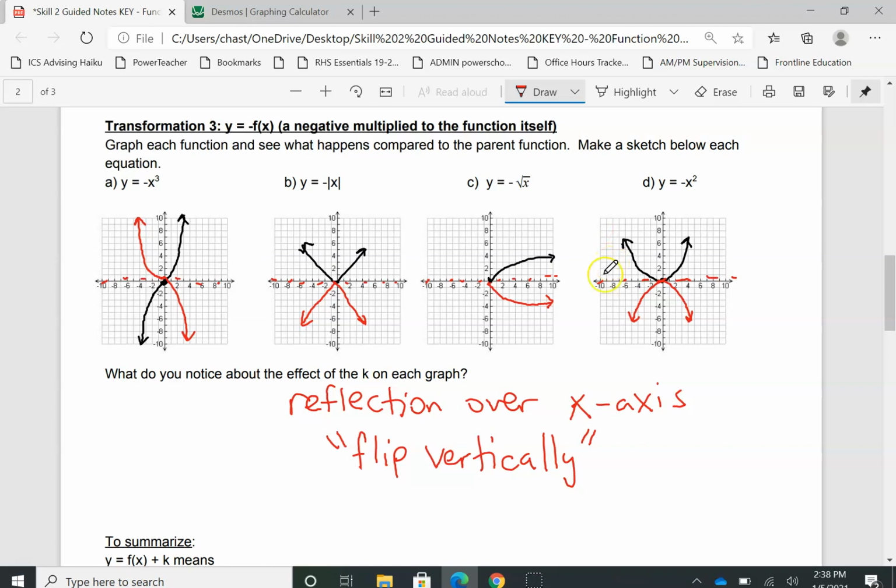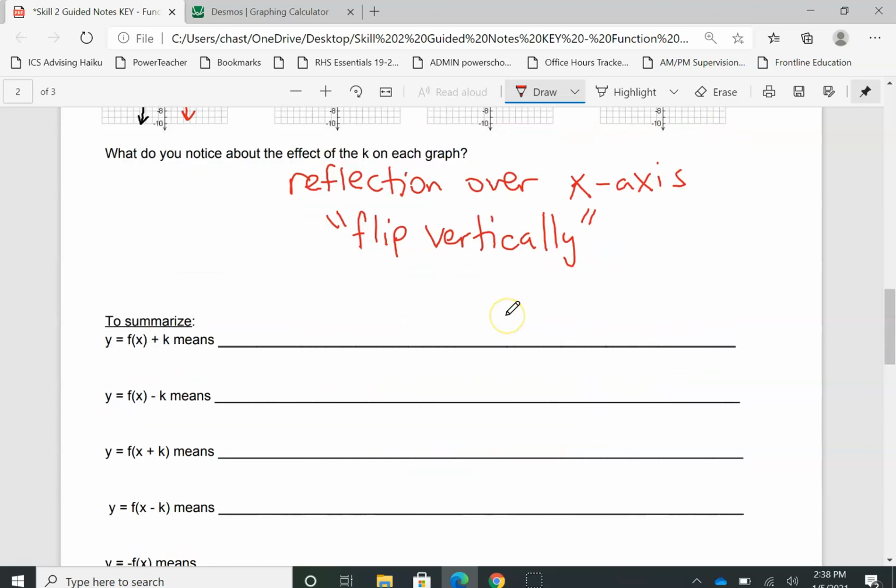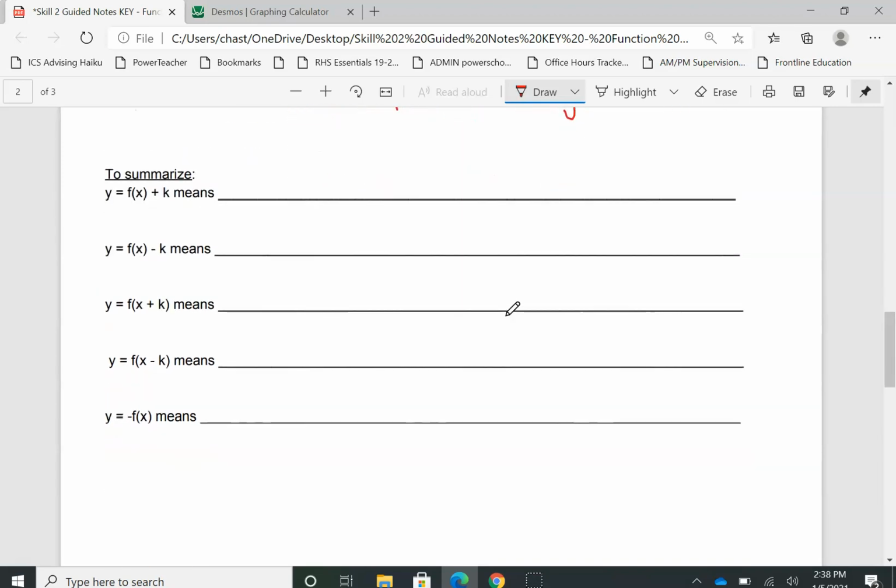All right, so now we have explored the three transformations. So now to summarize it, we're just going to use this little chart here. I have a function plus k, that means we go up k. A function minus k means I go down k. A function where I add k to the x means we go left k, so that's a weird one. A function where I subtract the k from the x, another weird one. We go right k.